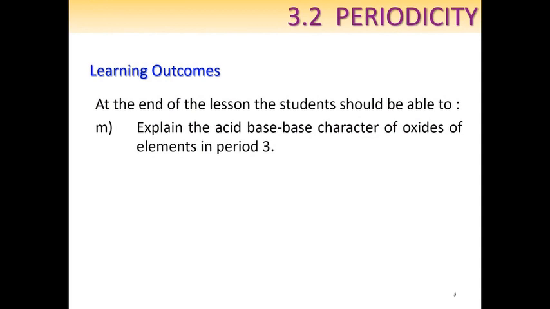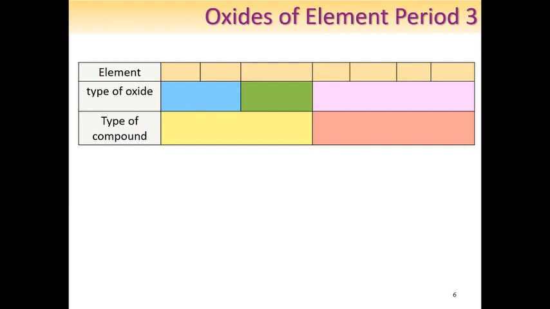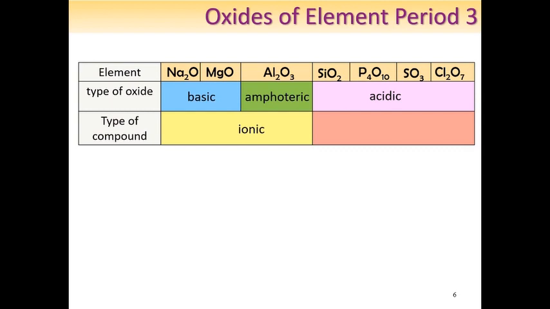Next, I will explain the acid-base character of oxides of elements in period 3. Sodium and magnesium oxide will form basic oxide. Aluminum oxide will form amphoteric oxide, which can act as an acid and base. Silicon, phosphorus, sulfur, and chlorine will form acidic oxide. The first three compounds will form ionic compounds, and silicon, phosphorus, sulfur, and chlorine will form covalent molecular compounds.